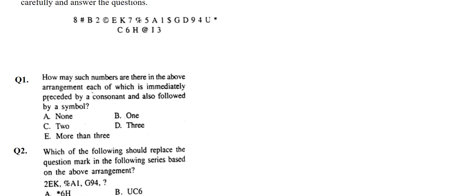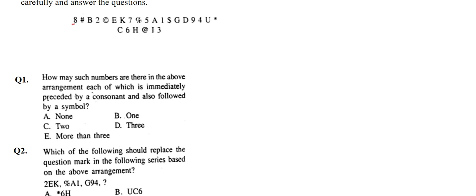Question 1 says: how many such numbers are there in the above arrangement, each of which is immediately preceded by a consonant and also followed by a symbol? So we need the numbers which are preceded by a consonant, that is, we should have a consonant, then a number, and then a symbol, and we need to find how many such sequences are there. So let's check each and every number.